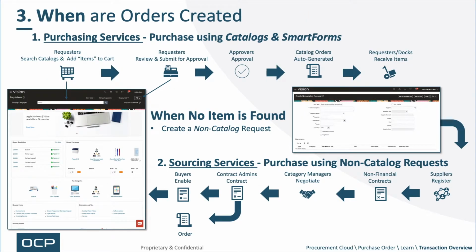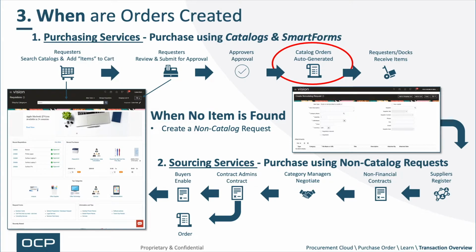Well, when are orders created? Well, again, this is an FPC overview. And so you can see here that we've got two services under procurement, one purchasing services or self-service. So you can see there are requesters, and those requesters add to cart, submit for approval, approvers approve, and catalog orders get auto-generated, and receivers receive them at desk or dock.